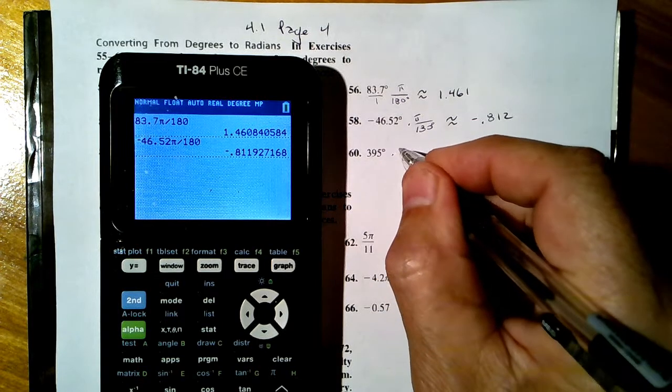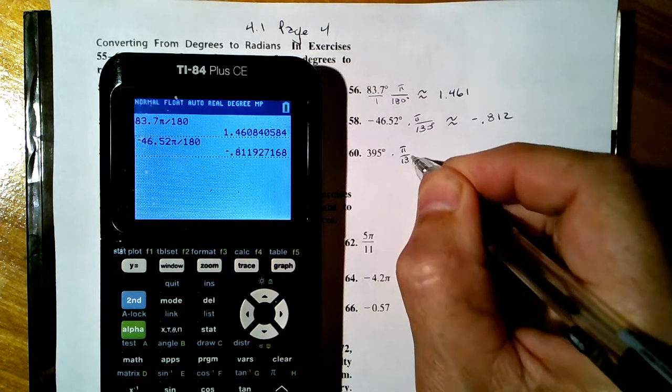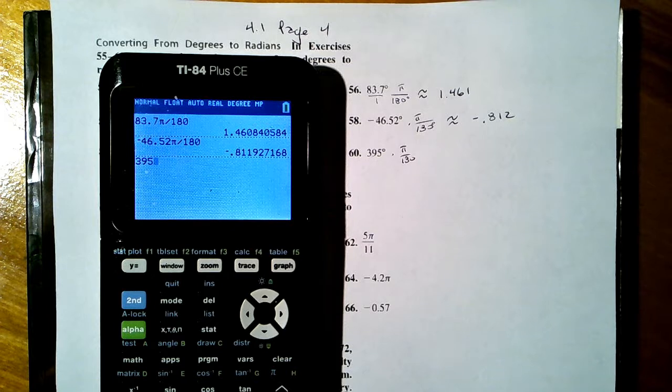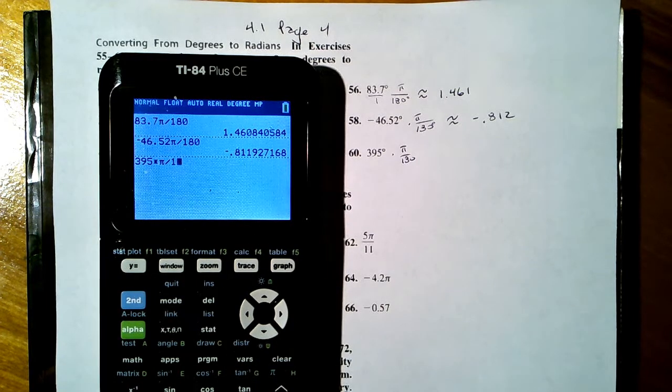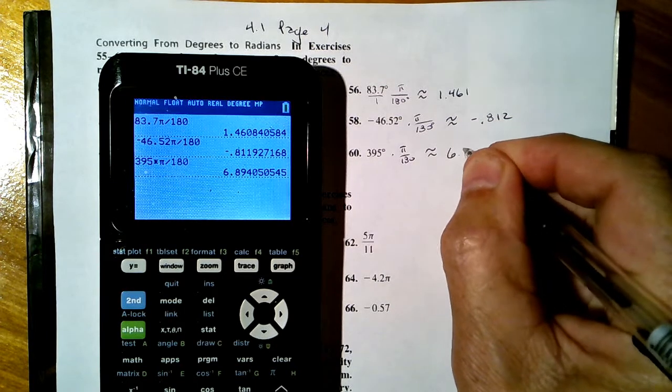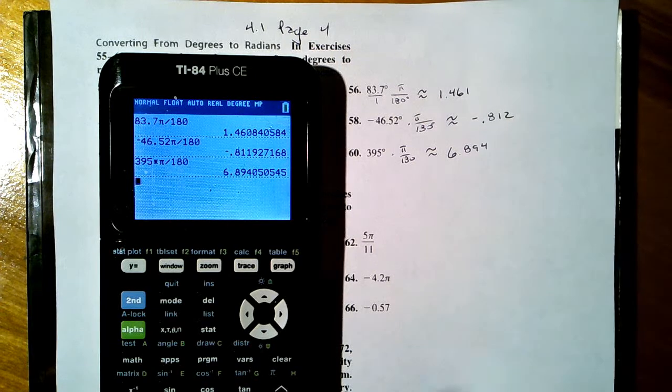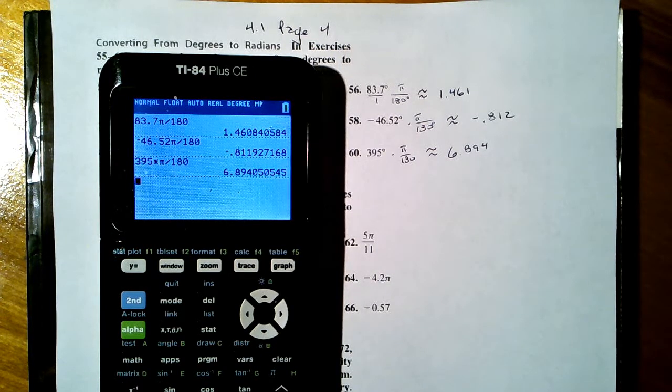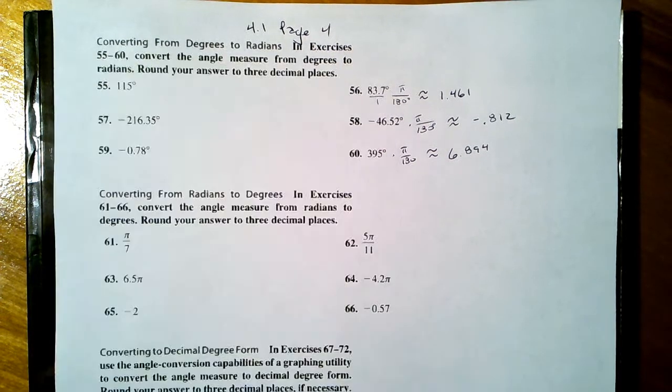And 395 times pi on 180, second caret, divided by 180. And we get approximately 6.894 radians. And there we have it.